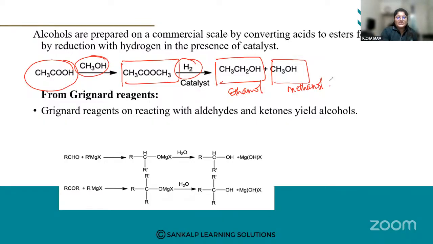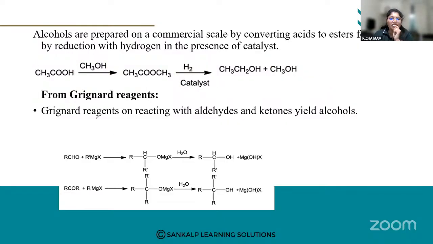Okay. So these are the preparation of aldehydes. Next is by reduction of carboxylic acid. That we have done. Next we are going to see the Grignard reagent. When Grignard reagent reacts with aldehydes and ketones, they form alcohols.